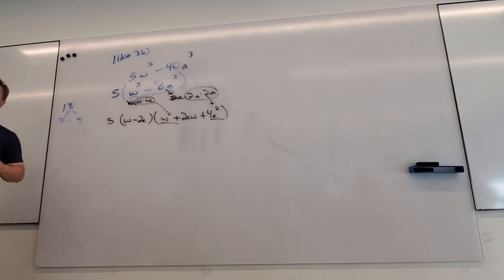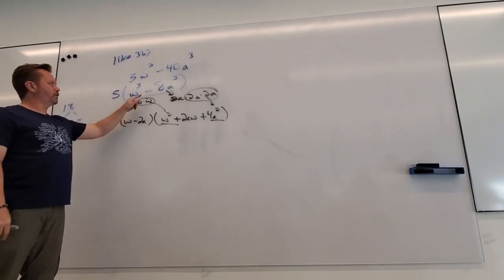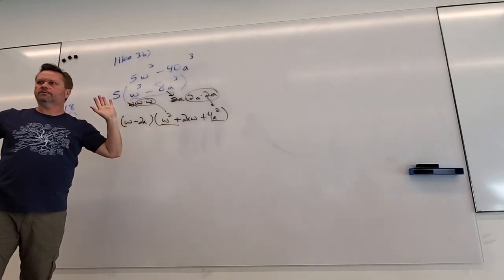Why did you do negative 2a for the first one? Here? Yeah, because it's minus. Oh, okay. So if that would have been a plus, that would have been a plus, and that would have been a minus. That would have been the only difference.